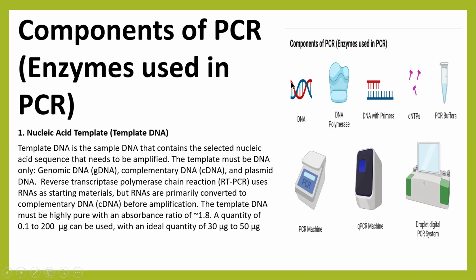Reverse transcription polymerase chain reaction uses RNA as a starting material, but RNAs are primarily converted to complementary DNA before amplification. So it is a very important point: RNAs are primarily converted to complementary DNA before amplification.